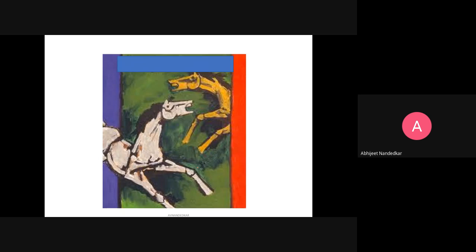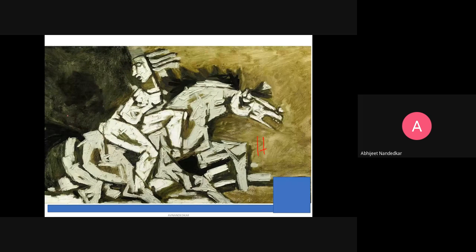Now let us do one experiment. Do you know the painter of this image? Shall I tell you? If you are not aware, then I will tell you that this image was painted by Hussein. Okay, a very renowned artist, M.F. Hussein. Then we will take another image of the same painter. So this is also painted by Hussein.